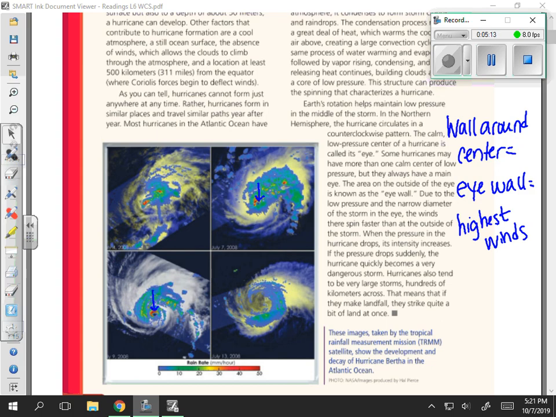Another point they made is they showed you where the eye wall was. That's the wall around the eye. The wall around the center is called the eye wall. And this is where the heaviest winds are. So if you go back to the picture, I can actually trace the eye. This little edge is called the eye wall. And right here is the eye, the actual circle itself, right inside there. This concludes the hurricane formation reading for Weather and Climate Systems Unit.